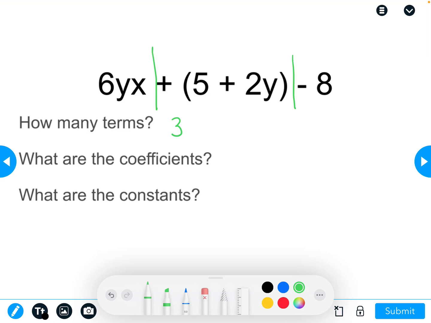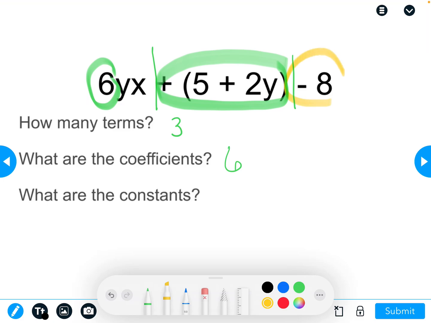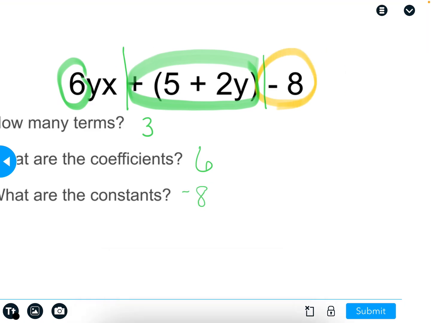There are 3 terms. The coefficients, in this case, is just going to be the 6 because we're going to count this as one whole term. So the 2 is really not a coefficient in this example. So 6 is our coefficient. And our constant is going to be the number by itself, which would be the -8.